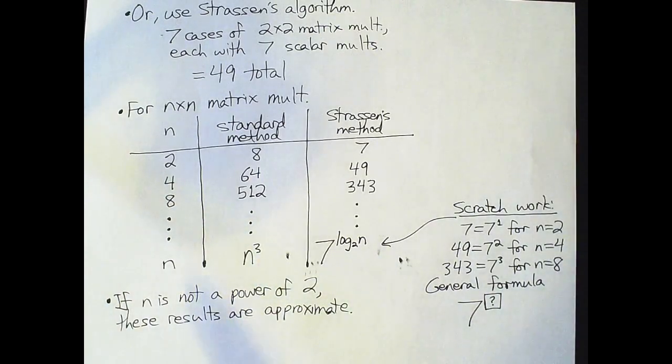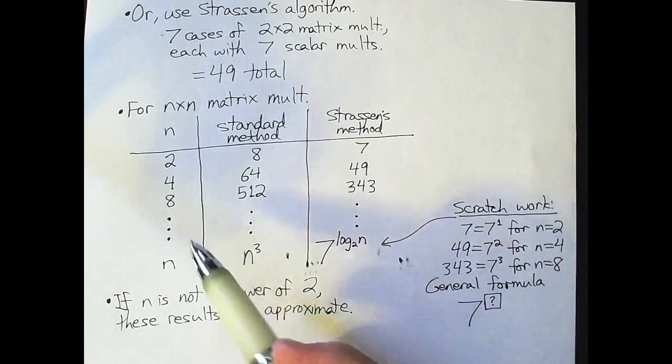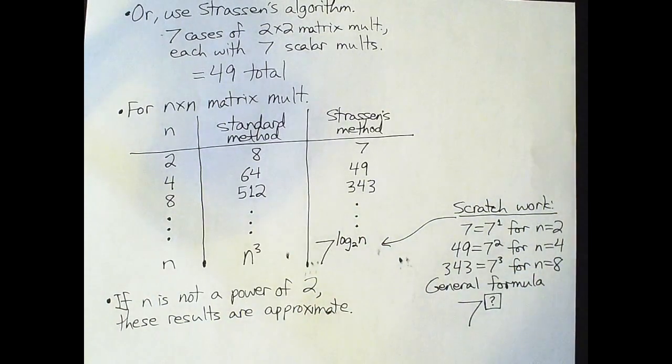All right, and you can always do that. Like if you have 100 by 100 matrices, you could add extra rows and columns of zeros until they become 128 by 128, because those are powers of 2. And then you could use the block matrix multiplication like we've been doing. That's one option.